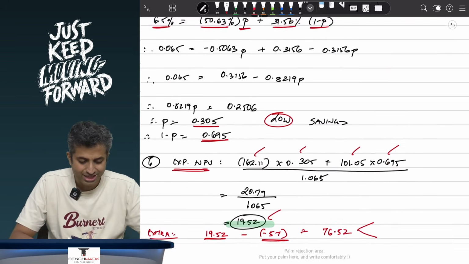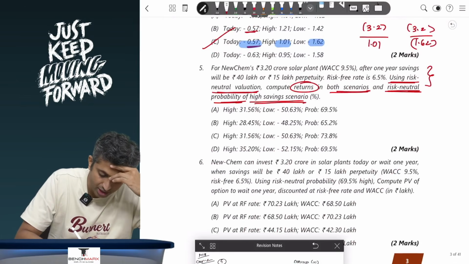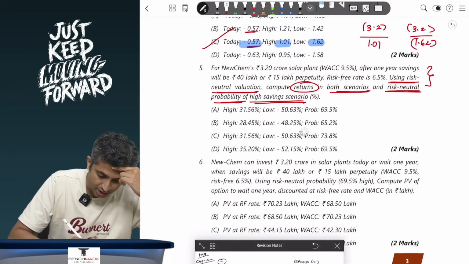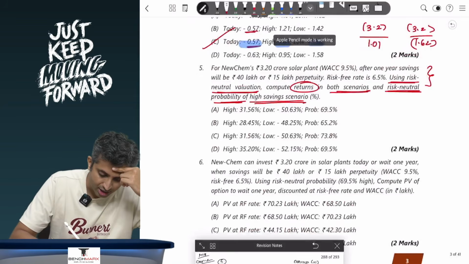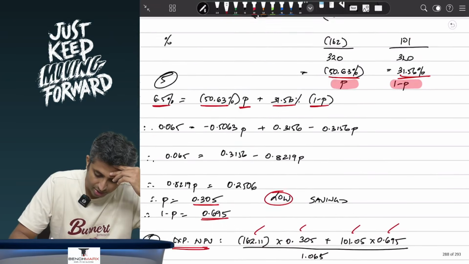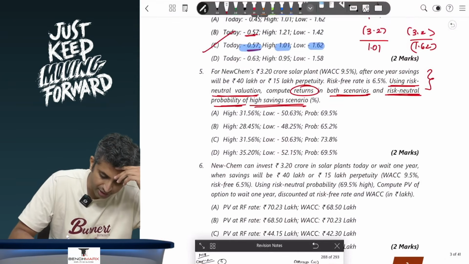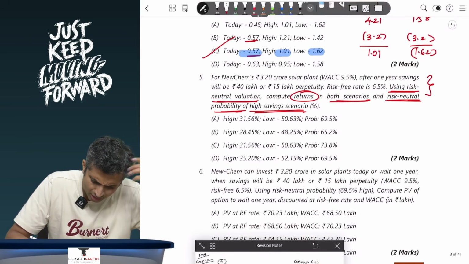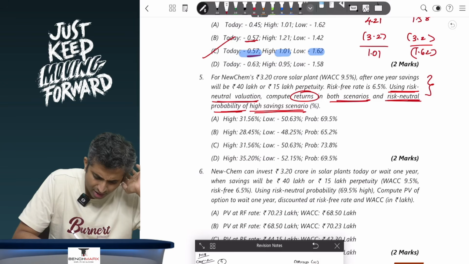So this is based on binomial. And over here, if you review, the high probability is around 31 point something. So this is 31.56%. And the expected NPV is around 19.52. So if I look at the expected NPV, is that asked over here? Well, no, if it was asked, we would have done. So what is asked?